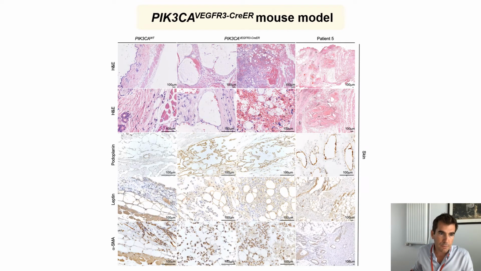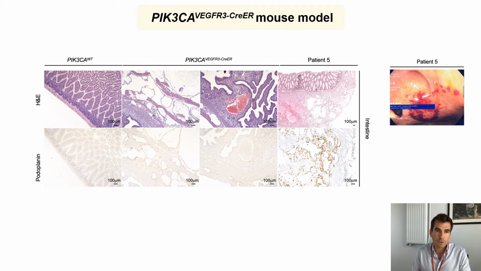And we confirmed that these anomalies were carrying some lymphatic markers such as podoplanin, but also you have some adipose tissue and alpha-actin muscle cells that were dissociating the tissue, such as in our patients. We had also some lymphatic anomalies along the GI tract of our mice. As you can see, here is the normal GI, and here the lymphatic anomalies that we found in the mutant mice, and also the same things that we could observe in our patients. And here you have an endoscopic view of the malformation of one of our patients.